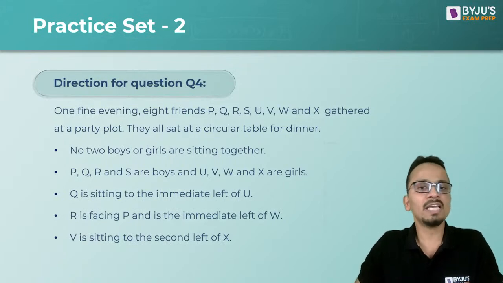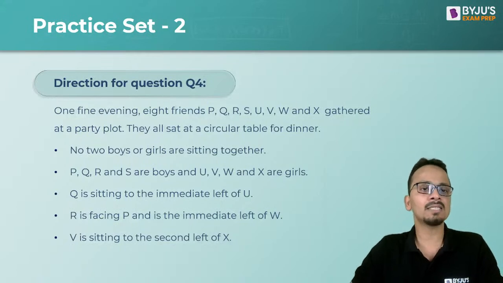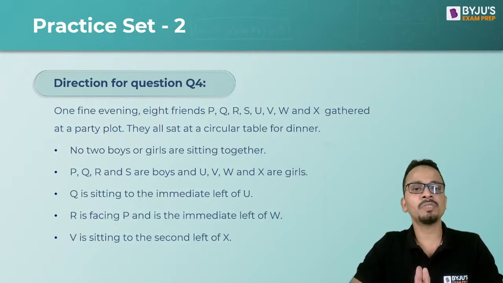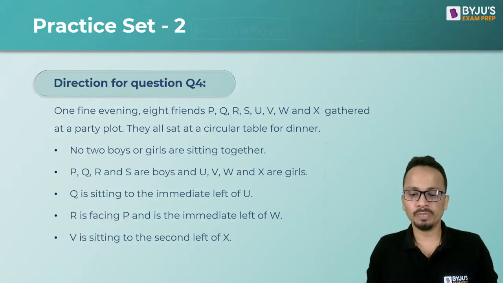One fine evening, 8 friends P, Q, R, S, U, V, W, and X gathered at a party. They all sat at a circular table for dinner. 5 conditions are given. Quickly make the circular arrangement of these 8 people. I'll give you 2 minutes.